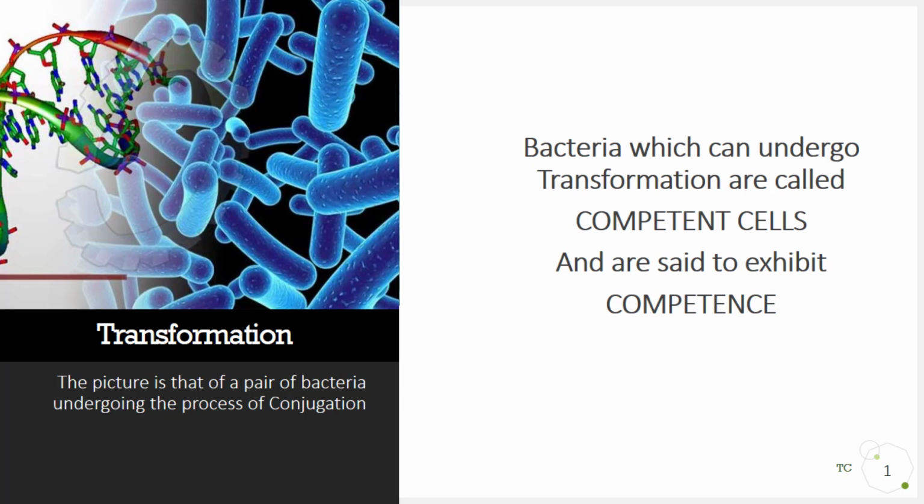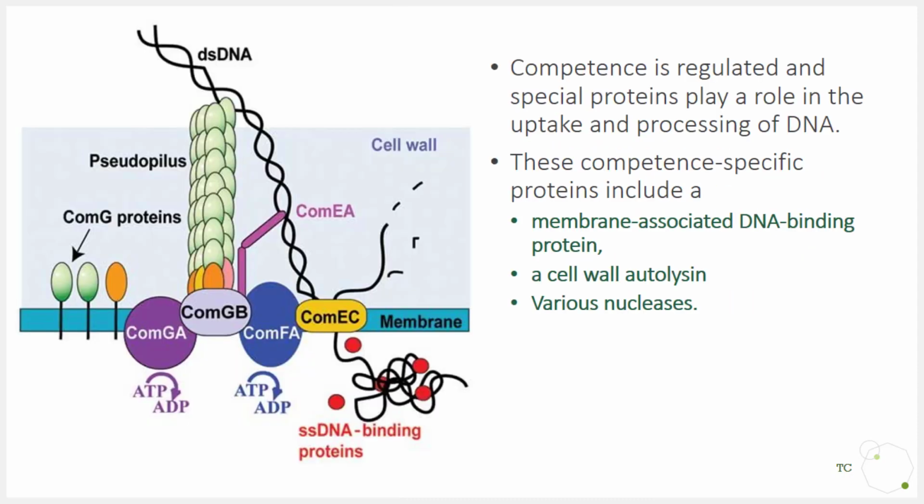Now, a cell that is able to take up DNA and be transformed is said to be competent, and this capacity is genetically determined. Competence in most naturally transformable bacteria is regulated, and there are special proteins which play a role in the uptake and in the processing of the DNA. These competence-specific proteins include a membrane-associated DNA binding protein, a cell wall autolysin, and various nucleases.